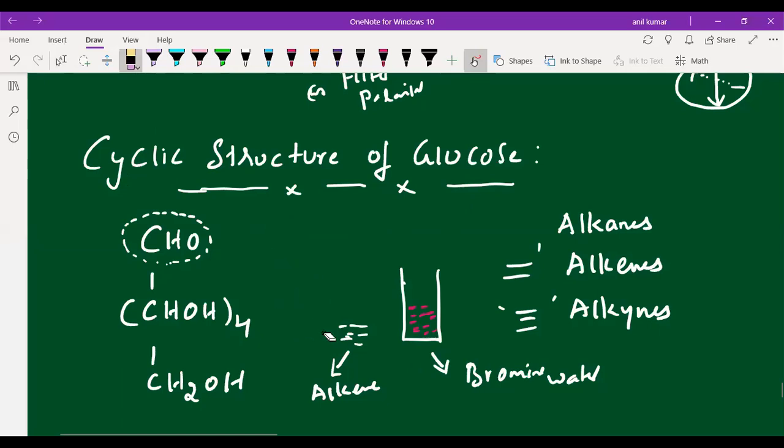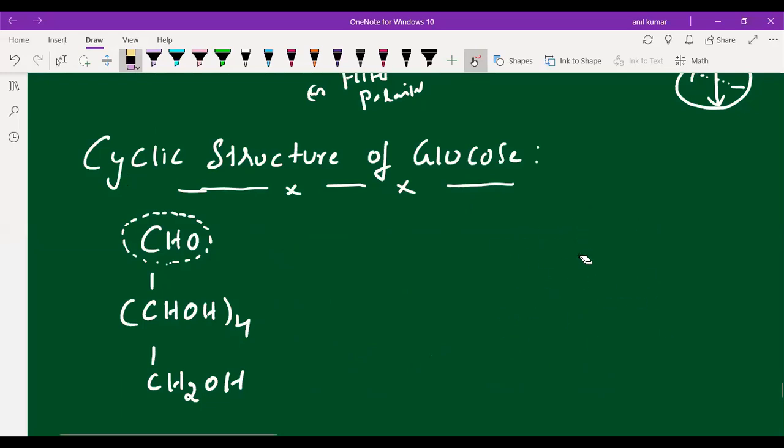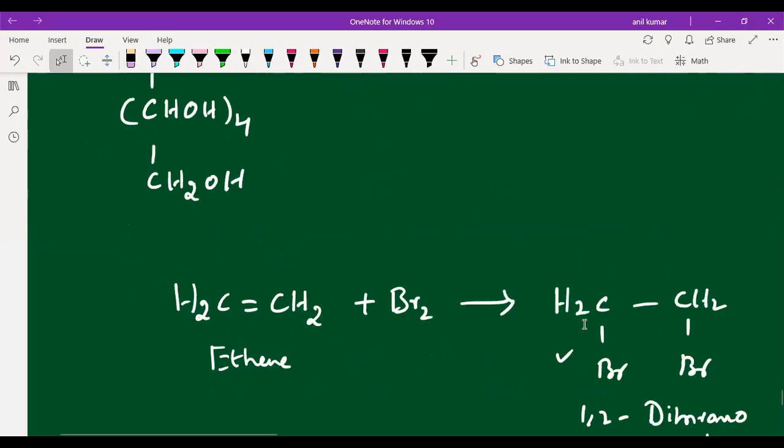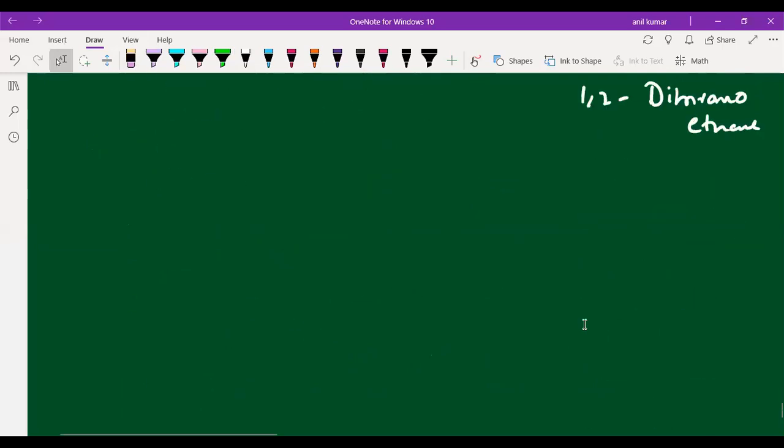When we were discussing the open chain structure of glucose, we discussed some tests like Tollens' test and Fehling's test. And now I will discuss the 2,4-DNP test. So what is this 2,4-DNP test? Let us forget about glucose and discuss aldehydes. Let us come to the aldehyde reaction. So let us take acetaldehyde, CH3CHO. This is acetaldehyde.